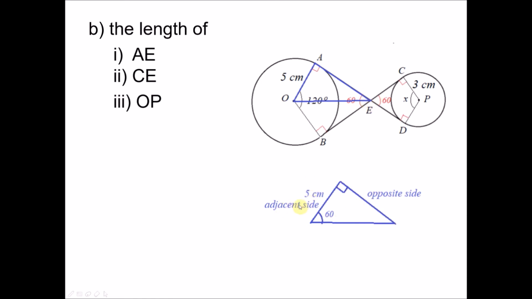So which trigonometric functions involve adjacent side and opposite side? Is tangent. Tangent 60 equals to opposite side over adjacent side. Opposite side is AE. So here AE. Adjacent side is 5 centimeters. So we solve this, we move the 5 here, so AE equals to 5 times tangent 60. Use a calculator to get the value, which is 8.660 corrected to 4 significant figures. Now we know AE is 8.660. We are looking for CE.